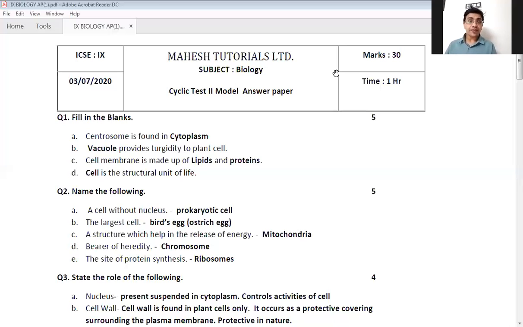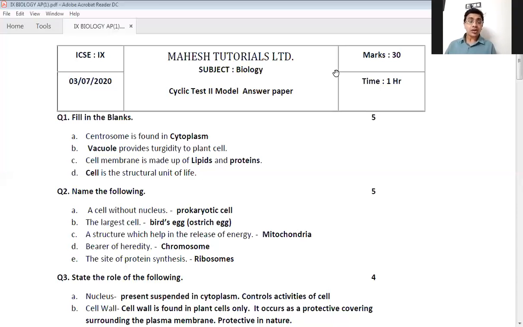Next one, the fourth one is bearer of heredity. Now when I ask you about bearer of heredity, name the following, the correct answer has to be chromosome, right? If you write genes or DNA, it is not exactly correct because genes are what are known as hereditary units, to be very specific, right? So when bearer of heredity comes, the correct answer has to be chromosomes.